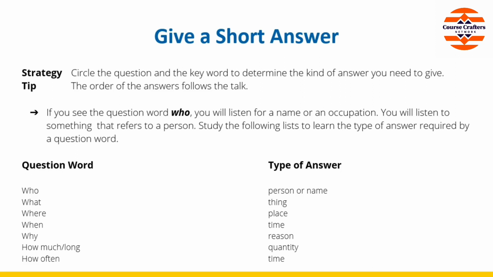For example, here we have question words beginning with who, and the type of answer will be a person or name. If your question begins with what, you know that you are going to hear and write about a thing. Where refers to a place, when refers to a time. When your question begins with why, it refers to a reason. How much or how long, it's a quantity. And how often, that means it's a time again. So make sure you study and identify these types of words, and that will help you to be more prepared.